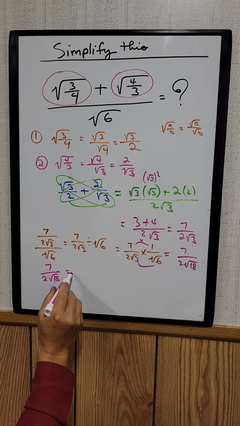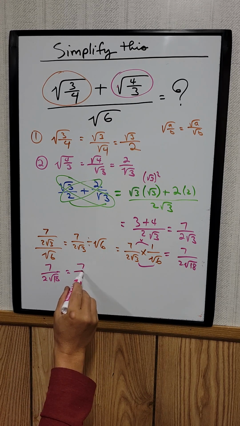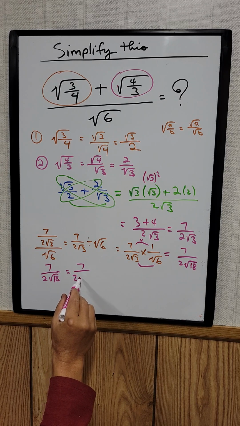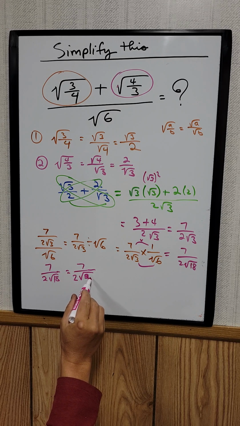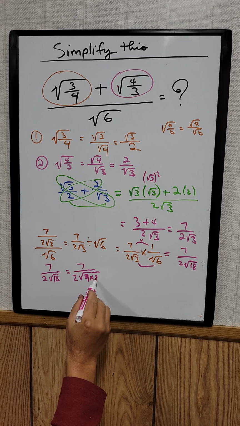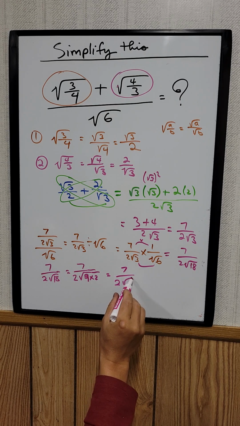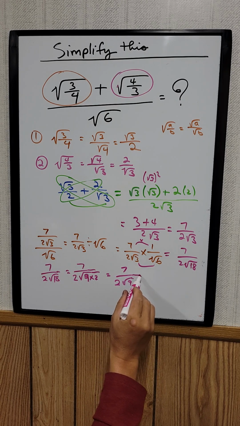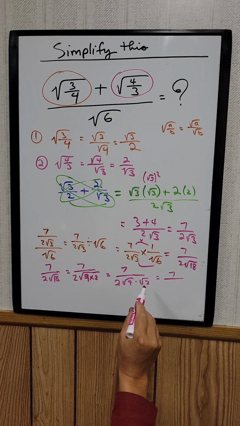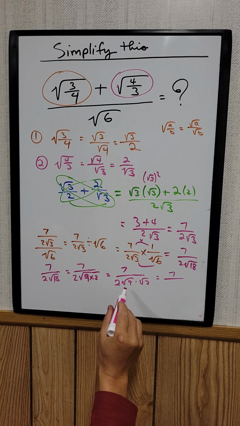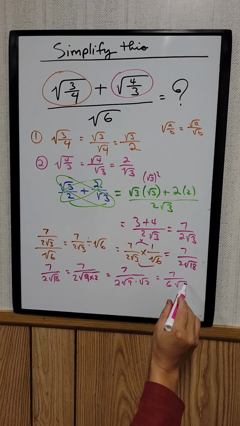What is the square root of 18? The square root of 18 we can split up as 9 times 2. So that equals 7 divided by 2 times the square root of 9 times the square root of 2. The square root of 9 is just 3. 3 times 2 is 6, so we have 7 over 6 times the square root of 2.